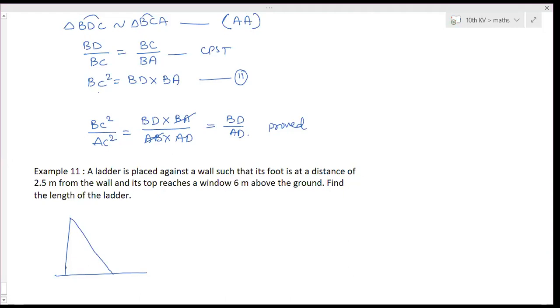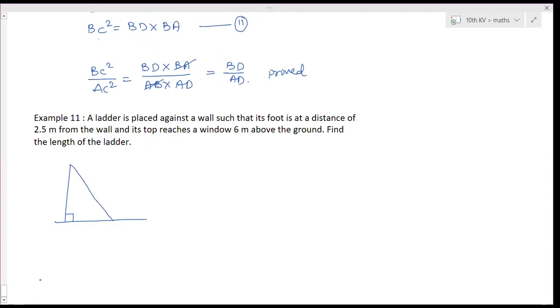So the wall is always perpendicular. You have to remember that a wall or any construction will always be perpendicular. So here it is reaching 6 meter above the ground. This is the ground level. On that 6 meter, this ladder is reaching. The foot of the ladder is 2.5 meter away from the wall. Find the length of the ladder. So this length you have to calculate.